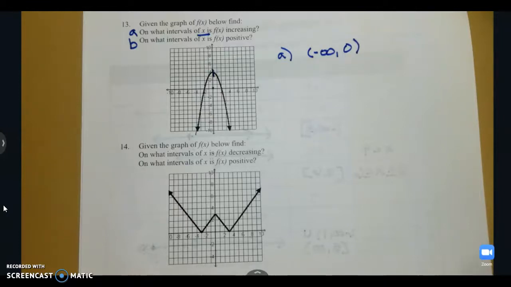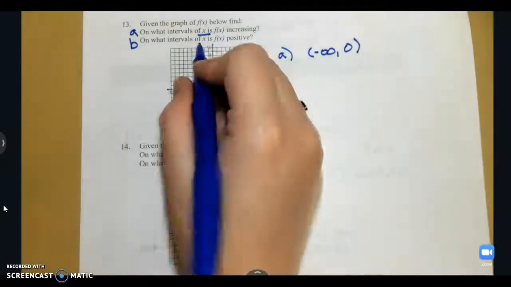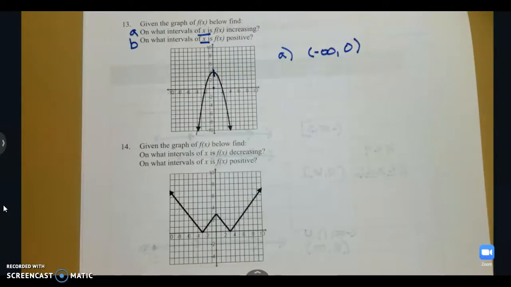Now part B, we want to know on what intervals of x, so again, x values, is f of x positive. So what x values give me a positive f of x?